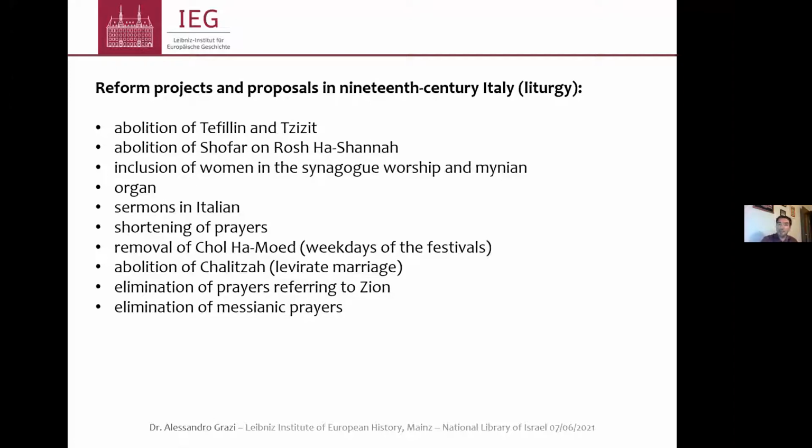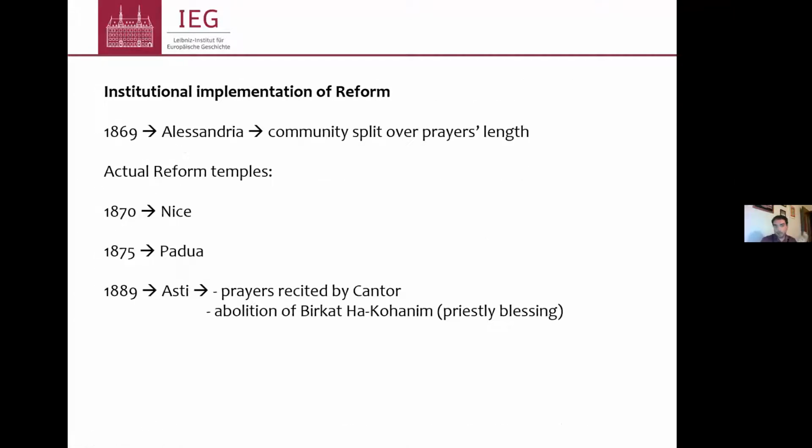If these were the theoretical foundations or proposals for Jewish reform in Italy, how many of these changes were actually implemented? Let us bear in mind that the year of reference for reform communities is 1818, when the first Reformed temple was opened in Hamburg, Germany. So in spite of the aforementioned widespread support for reform instances, the first institutional implementations of reform in Italy took place rather late. In 1869, the community of Alessandria in Piedmont, northwestern Italy, temporarily split over a reduction of the prayers' length, in which the rabbi and the most orthodox part of the community did not accept such shortenings, but were finally forced to accept them in 1870.